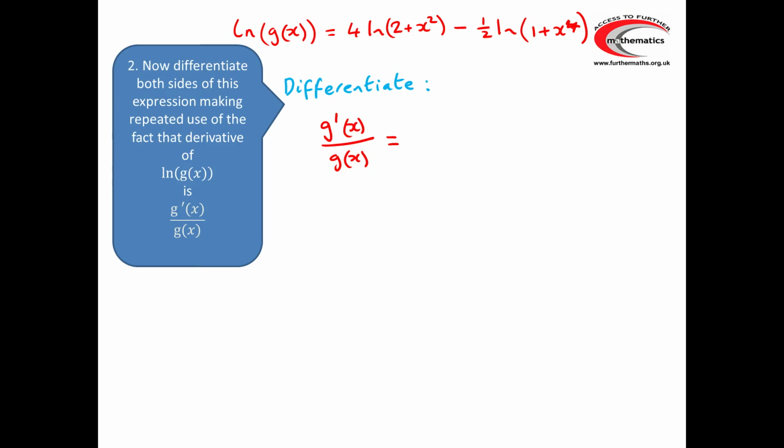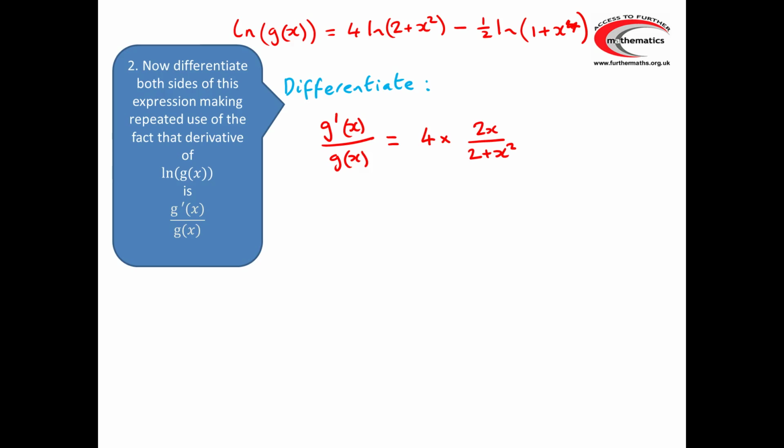Now we've got 4 times the logarithm of 2 plus x squared as the first term on the right hand side. So the derivative of that is going to be 4 times the derivative of ln of 2 plus x squared. If we differentiate the logarithm of 2 plus x squared, we're going to get the derivative, that's 2x, divided by the original function, which is 2 plus x squared. So the first term on the right hand side is going to differentiate through to 4 times 2x over 2 plus x squared.